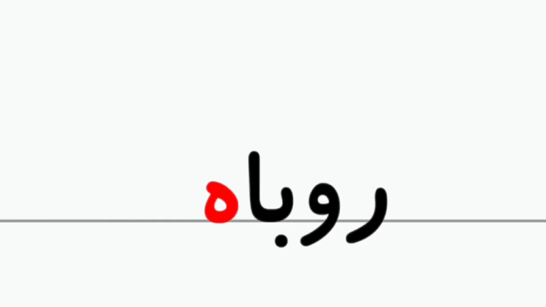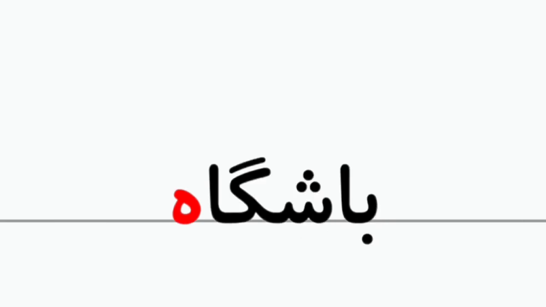This word is ruba, which means fox. Again, it makes the sound he and hasn't joined the letter before it, which is letter alif, and the word is ruba. We pronounce it he, ruba. The next word is bashgah, which means gym. Again, here letter he exactly sounds he, hasn't joined the letter before it, which is letter alif, and the word is pronounced bashgah.